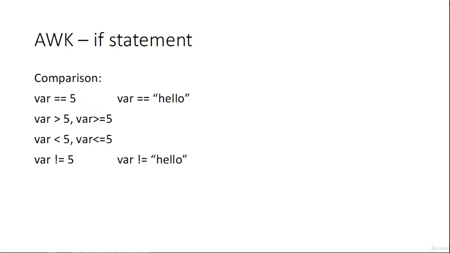For example, if we want to ask if value of variable var is equal to 5, we need to use double equal sign. And if we, for example, want to ask if value of variable var is less than 5, we just use less than symbol.